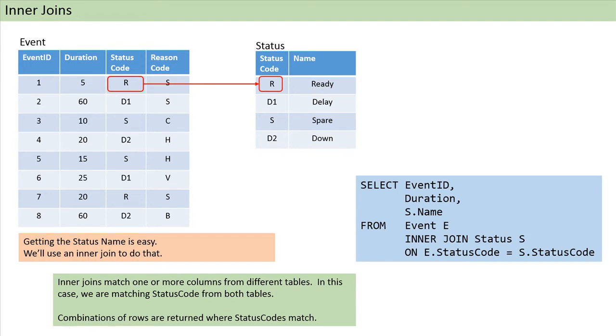Now the syntax to do this, it might be something you've seen in the past, is select event ID, duration, and then you'll see an alias s.name. This is the alias for the status table. We're going to pull information from event, which I've aliased as E, and then the inner join says pull back all rows that match. We're using status, aliasing it as S, and we're going to pull back the rows that match where the status code from event, E.statusCode, equals the status code from status, which is S.statusCode.